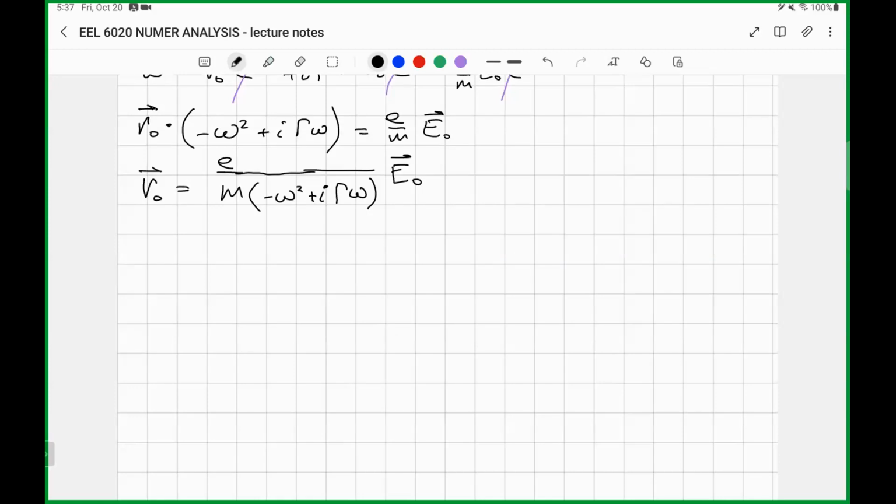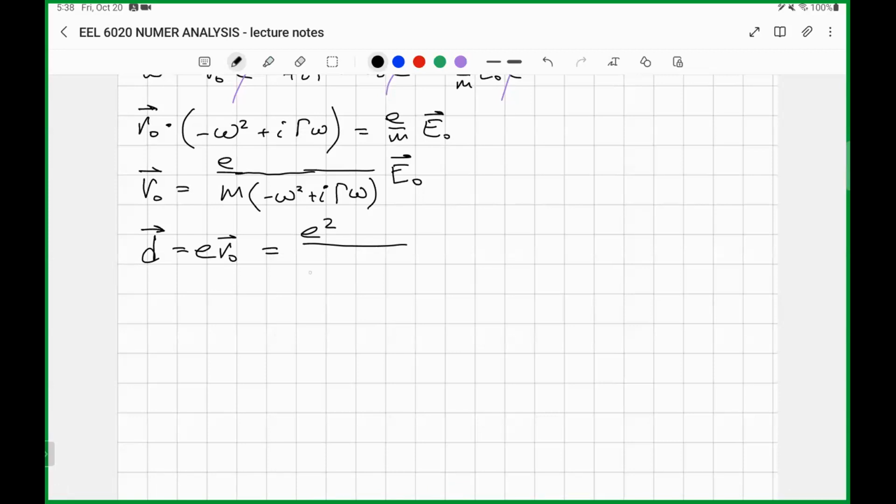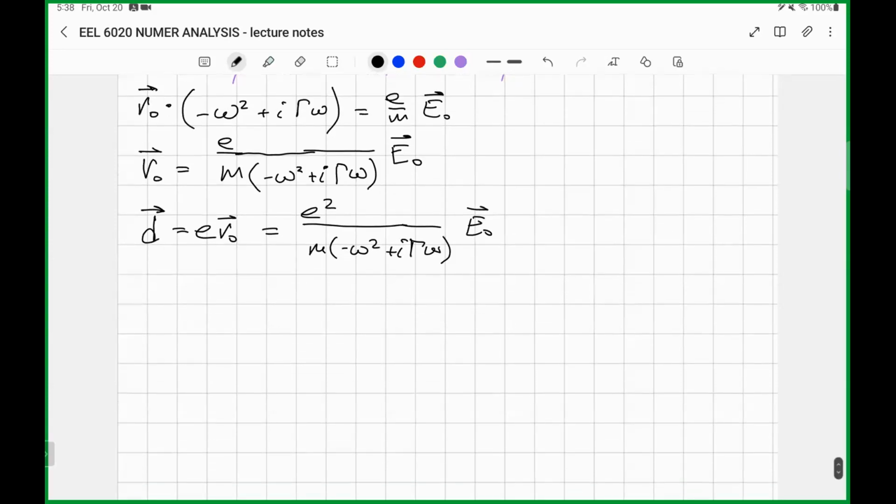Now I recall the definition of a dipole moment, right? Which is the charge of the electron times the coordinate of the dipole. Okay, so for the dipole moment, we can write this formula: e squared over m, over minus omega squared plus i gamma omega, times E0.